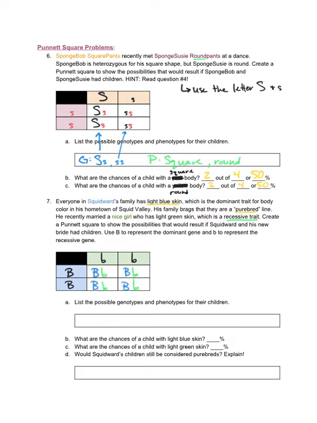When you filled in your Punnett square, you should have had capital B's from Squidward in each of the boxes, and then you should have found lowercase b's from his bride in each of the boxes. The next section says to list the possible genotypes and phenotypes for their children. So the possible genotypes include capital B, small b, and that's it, because each of the 4 boxes has capital B, small b. And then we can look at phenotypes, and the only phenotype present is light blue.